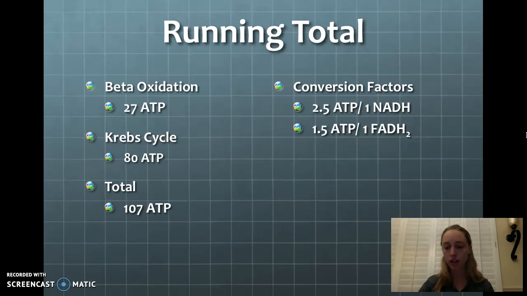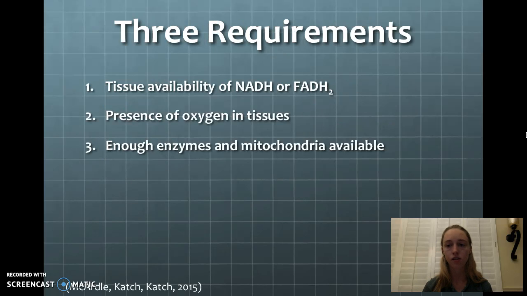There are 3 requirements for all of these processes to take place. First off, there has to be available NADH or FADH2 for these to occur. I said those a lot. You need them for the Krebs cycle, you need them for the electron transport chain, and all of that to reoccur. You also need the presence of oxygen in tissue. As oxygen is the last acceptor in the electron transport chain, you do need that. And you do need enough enzymes and mitochondria available for all of this to occur at the proper rate.